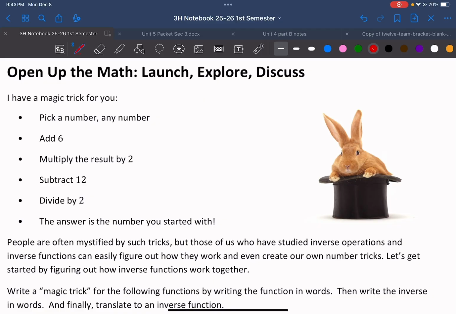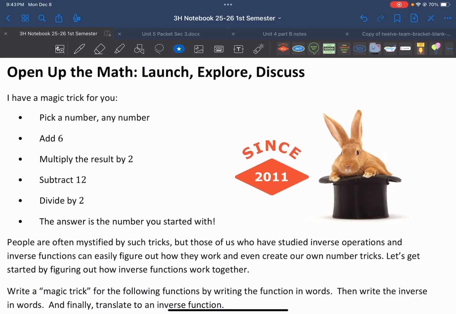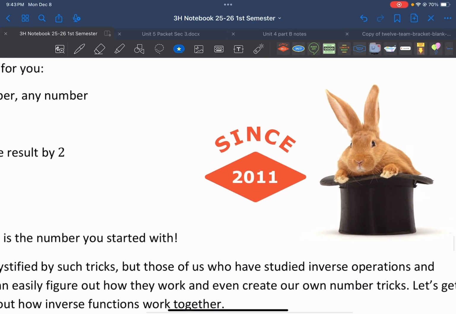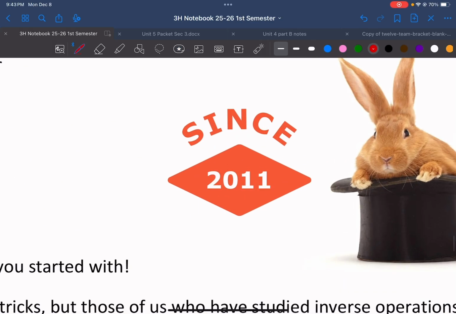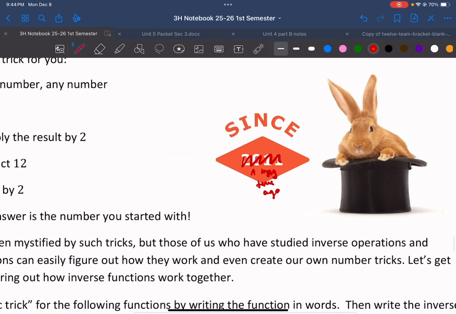Whoa. How cool is that? Guys, it's been that way since 2011. This magic trick. Just kidding. Who knows how old it is? Since a long time ago. Did you see my typo there? That was kind of embarrassing. It's okay.